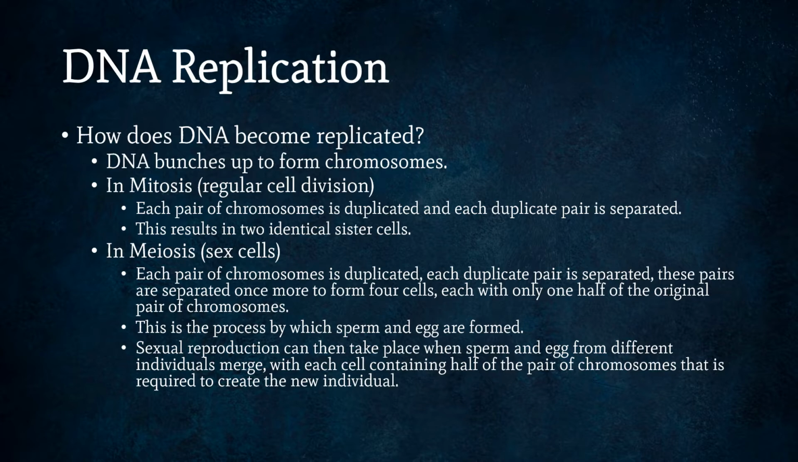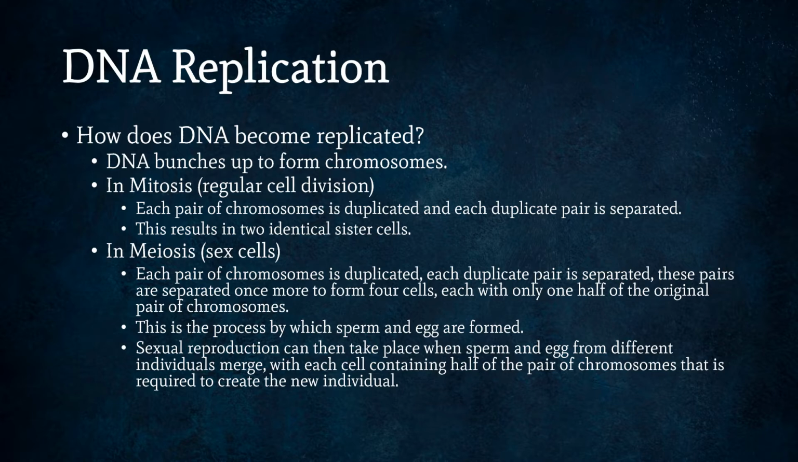You need to know what both processes do, but you really need to know for this lesson this evolutionary significance of meiosis. So in mitosis, each pair of chromosomes is duplicated and each duplicate pair is separated. This results in two identical sister cells. Again, it's regular cell division.